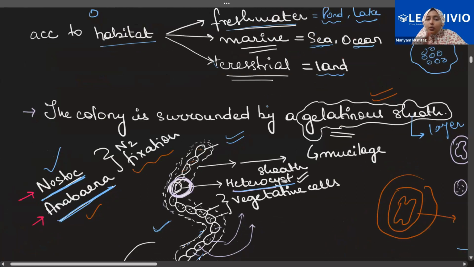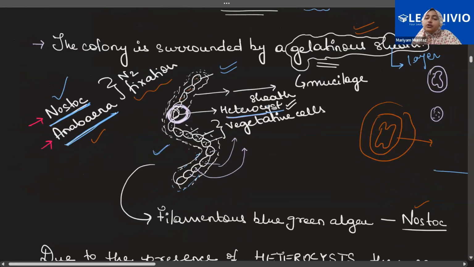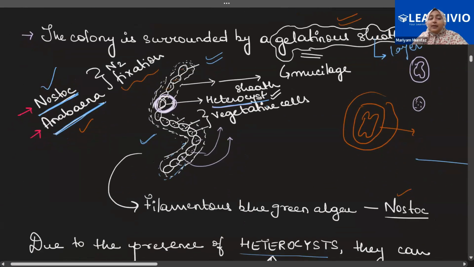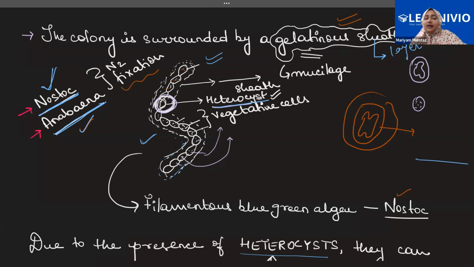Now, the two most important examples of cyanobacteria are nostoc and anabaena. And they have a very special property: they can do nitrogen fixation. They can take the nitrogen which is present in the atmosphere and make it available to the plants. Yes, very good. So they can do nitrogen fixation.